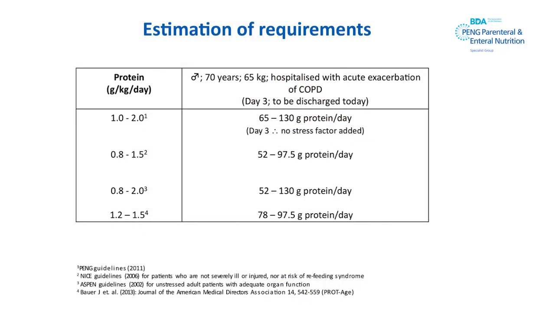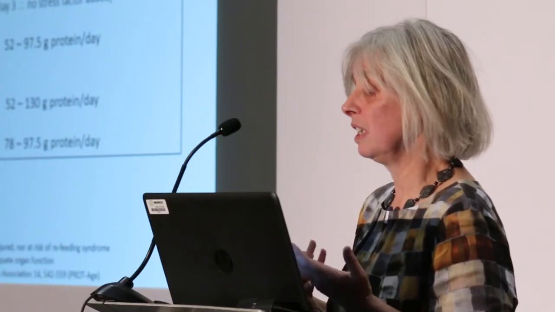So, for example, the sorts of things that we've been seeing in NICE guidelines and ESPEN guidelines, again, we've got a wide range of what the recommendations are for what might be a standard, slightly metabolically stressed sort of person, like the guy that I've been talking about throughout, of between 0.8 and 2 grams of protein per kilogram body weight. And that makes a big difference. That's the difference between 52 and 130 grams of protein a day. That's massive. So clinical judgment here is really, really crucial.